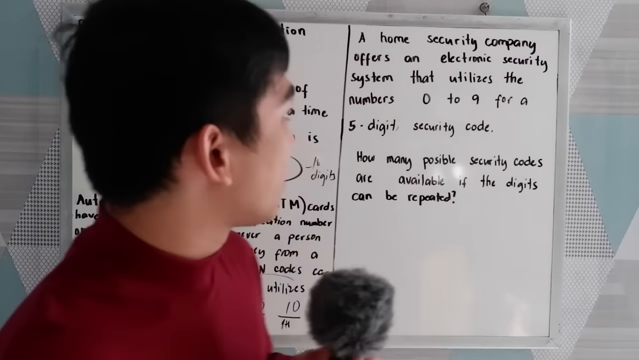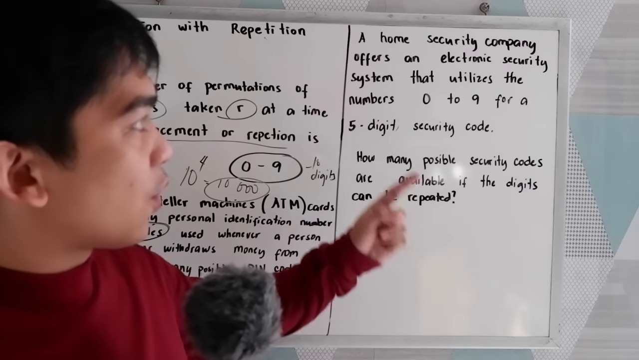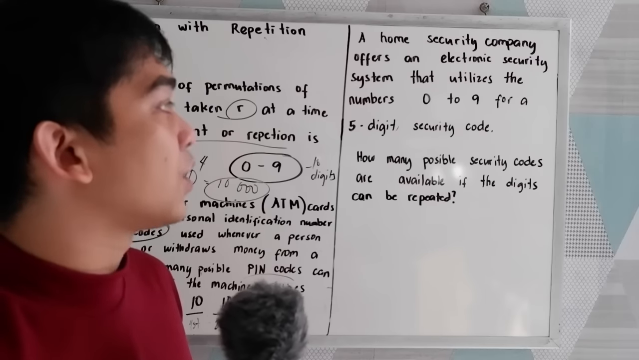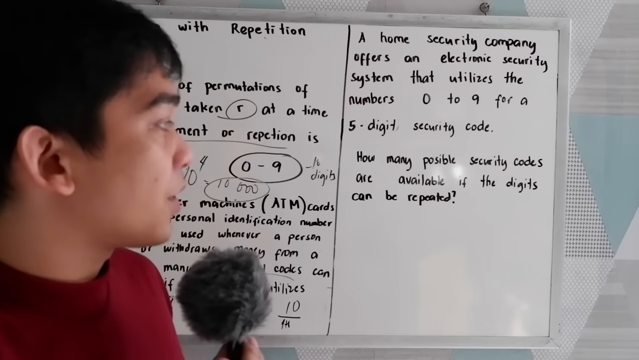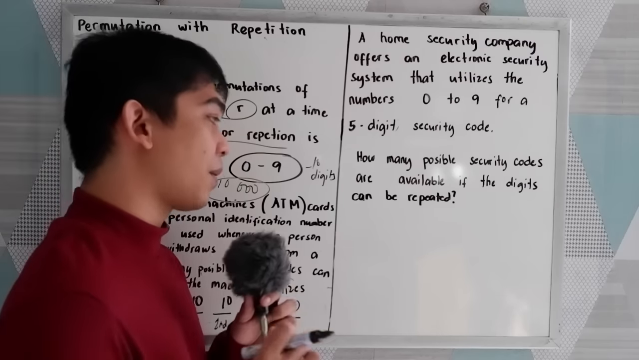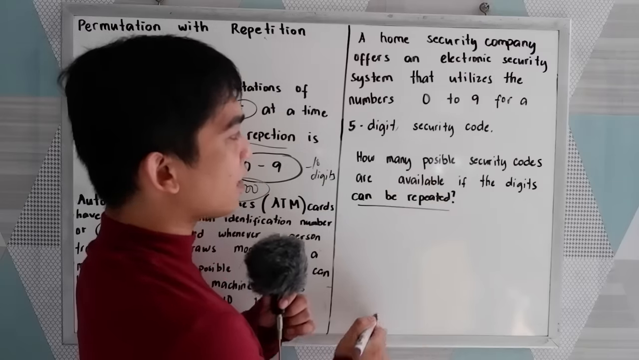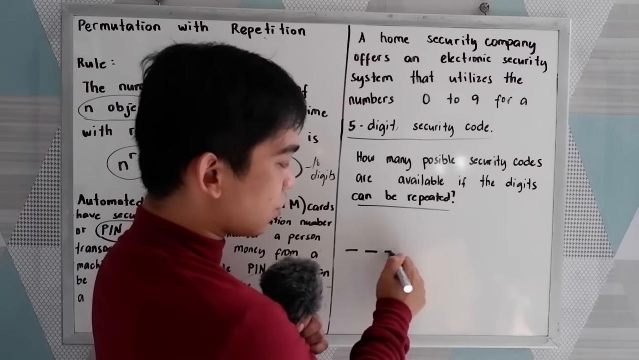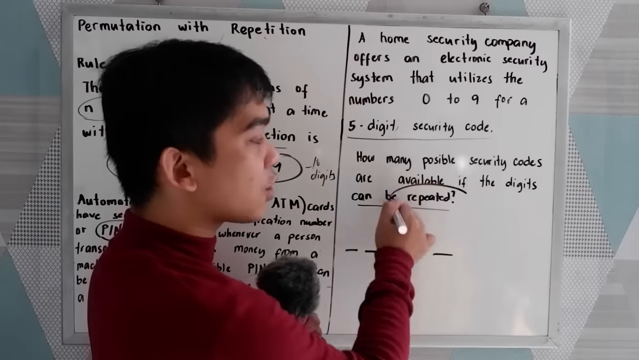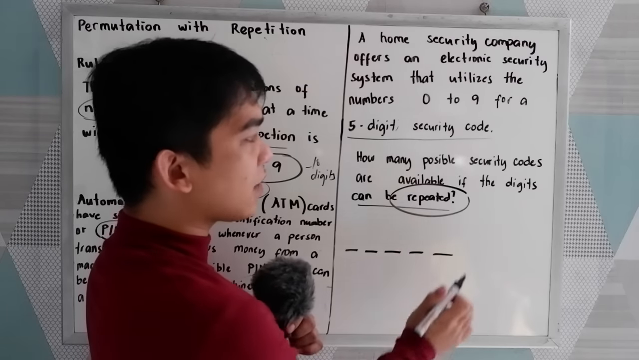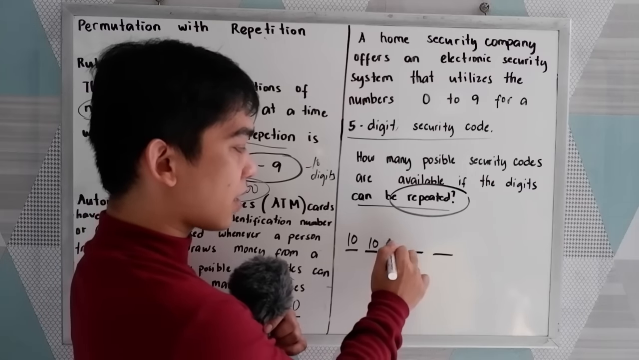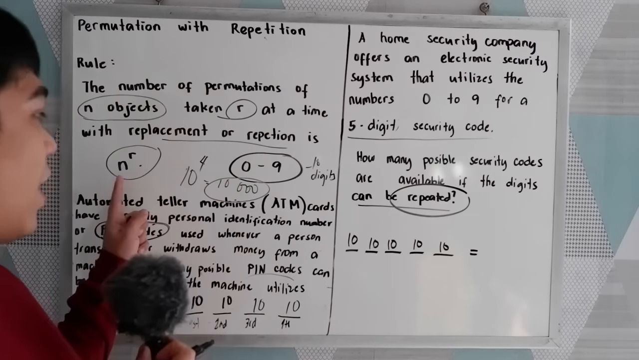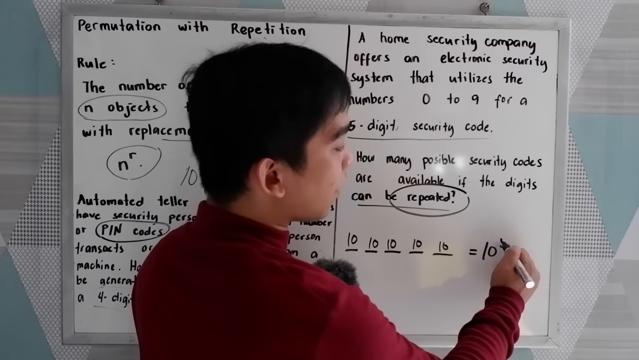Our example number two. A home security company offers an electronic security system that utilizes the numbers 0 to 9 for a 5-digit security code. How many possible security codes are available if the digits can be repeated? Okay? So same case, we need a 5-digit security code. So 1, 2, 3, 4, 5. And repetition is allowed. So from 0 to 9, that is 10 digits. So 10 times 10 times 10 times 10 times 10. Or simply, we have our formula, 10 raised to 5.